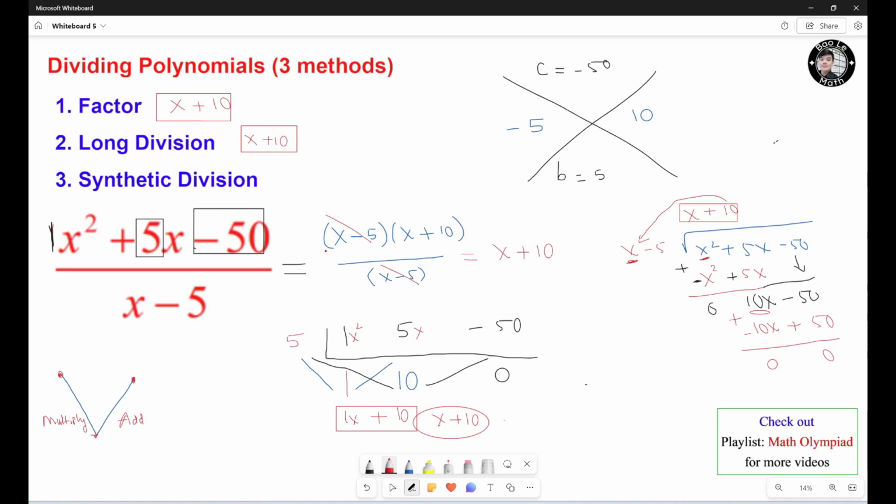Alright, so let's practice. I'm going to give you a problem to practice. S squared plus 7s plus 12 over s plus 3. Leave your answer in the comments.